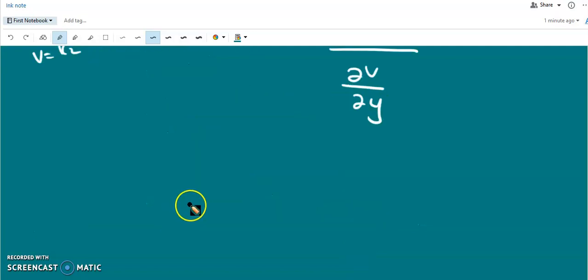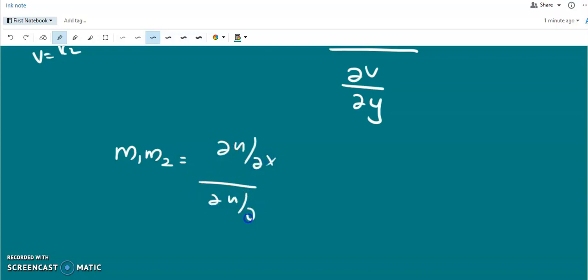So now we can find m1 into m2. When two lines are orthogonal to each other, the product of their slopes should be minus 1. So m1 into m2 here is ∂u/∂x by ∂u/∂y into ∂v/∂x by ∂v/∂y.